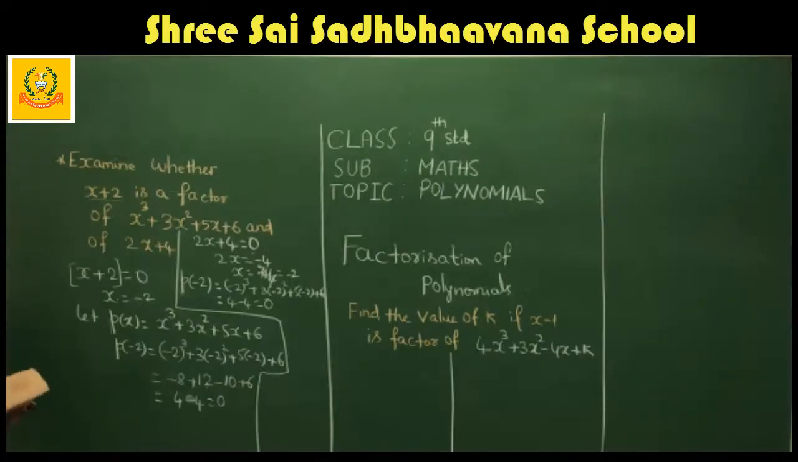Okay? Now I'll just explain once again. Here, examine, see this question given is: examine whether x plus 2 is a factor of x cube plus 3x square plus 5x plus 6, and of 2x plus 4. It means here two linear polynomials are given. What is that? x plus 2 and 2x plus 4. We have to check whether these two linear polynomials are factors of the polynomial given, x cube plus 3x square plus 5x plus 6.